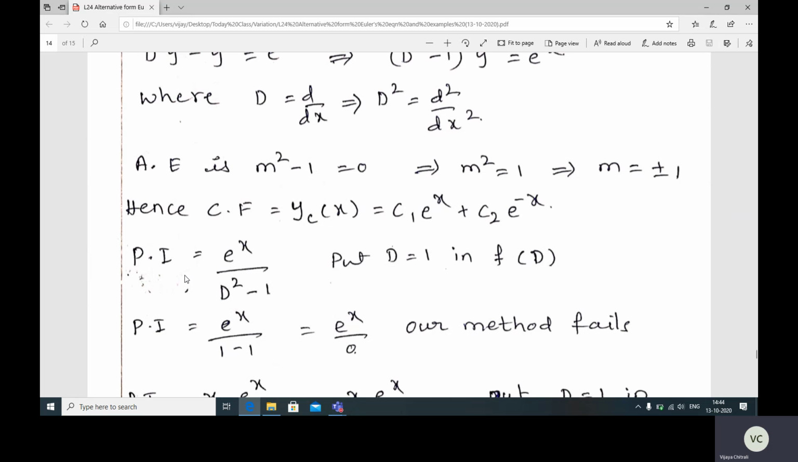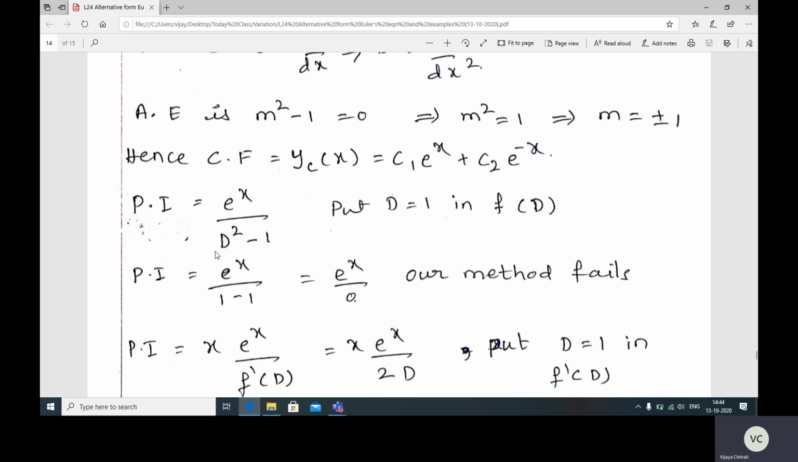Find the particular integral. The particular integral is capital X divided by f of d. So this is a general form. Capital X is e raised to x, divided by f of d, which is d square minus 1. If suppose capital X is equal to e raised to ax form, what does our rule say here? Our rule says put d is equal to a in f of d. Here e raised to x is there, in place of a, we have 1. So put d is equal to 1 in f of d.